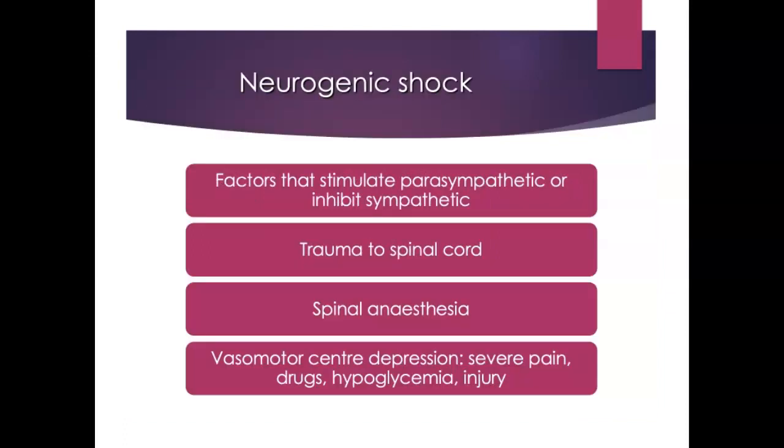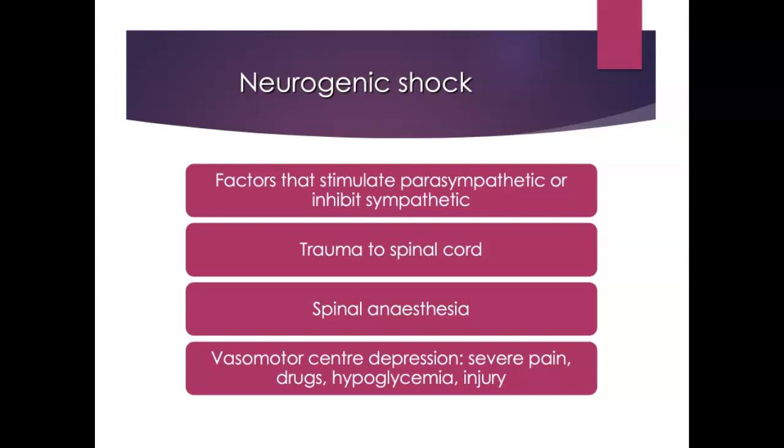So if we look at neurogenic shock, it is the rarest form, and it's most commonly associated with spinal cord injuries at or above T5 or a closed head injury. We also do see it with spinal anesthesia or anytime there's vasomotor center depression, as in severe pain, drugs, hypoglycemia, or injury. And what we're seeing is factors that stimulate the parasympathetic nervous system or inhibit the sympathetic nervous system.